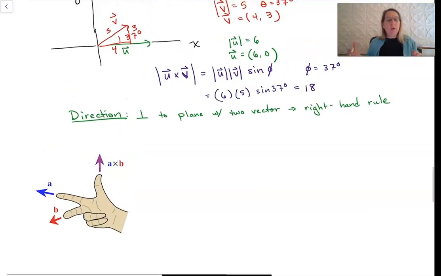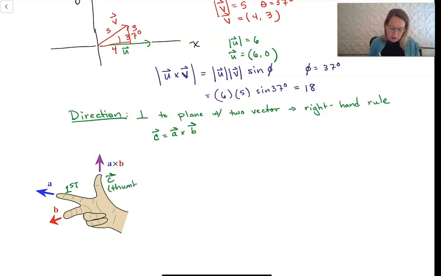You take your right hand and your first vector that you want to do the cross product with. We want the answer to be A cross B, so C is equal to A cross B, for example, and this is the direction of vector C. You put your first finger along the direction of A, your second along the direction of B, and your thumb points in the direction of the answer. Let's try this out with our u and our v.